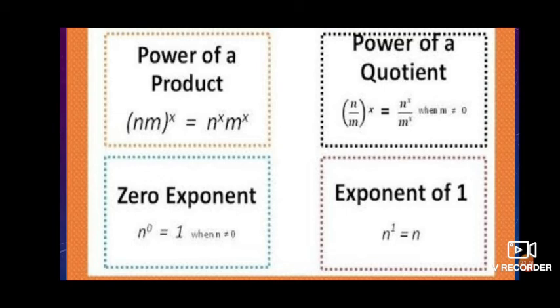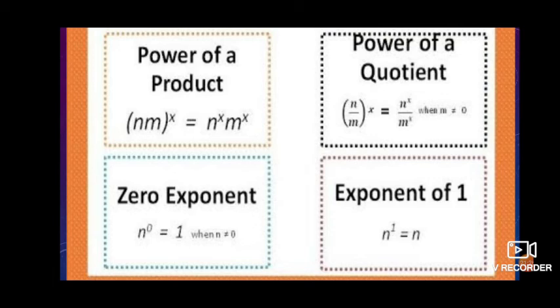Next, power of a product. Here, if you see (n m) whole to the power x, it means this x is applicable for both n and m. So we can write it as n to the power x, m to the power x. Even vice versa, if it is there separately, we can also take it together.